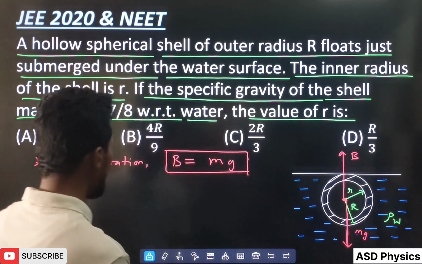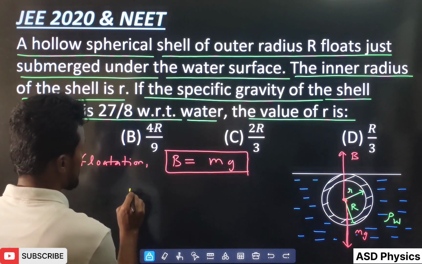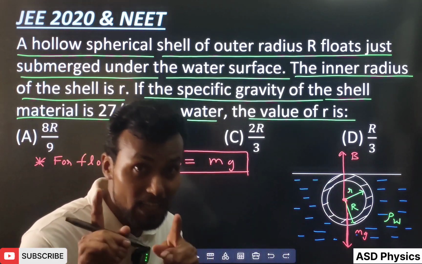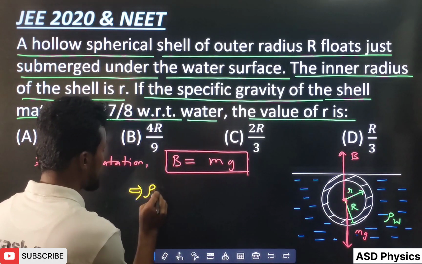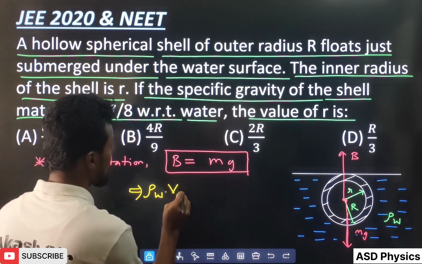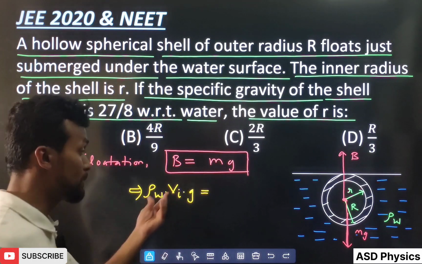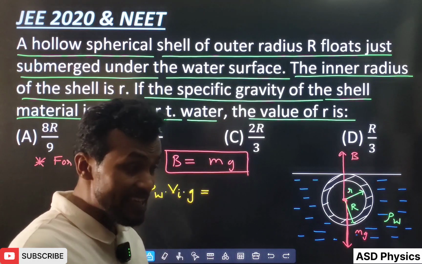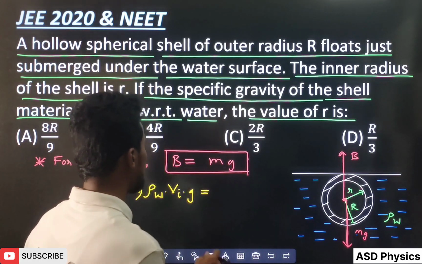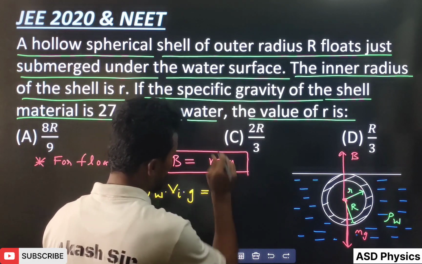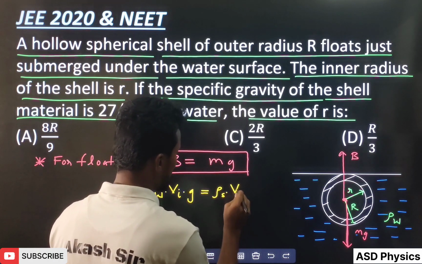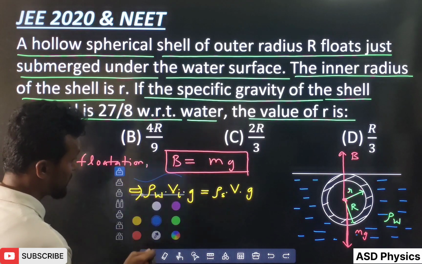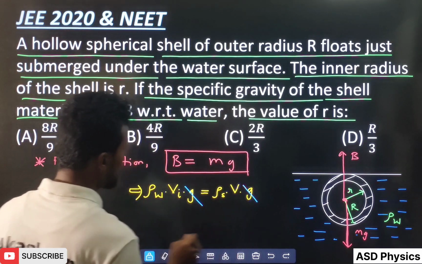And the apparent weight of the body will become 0 always. Now, the buoyant force depends upon the density of the liquid, and which liquid is this? Water. So density of the water into immersed volume into gravity. Mass is given by the density of the substance into volume. So density of the substance, let's take rho s, and the volume V, and here g is there. Now this g and this g will cancel out.